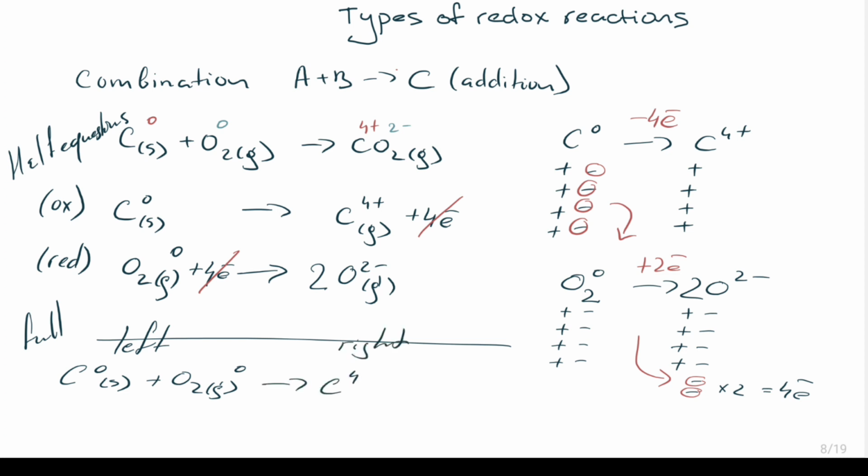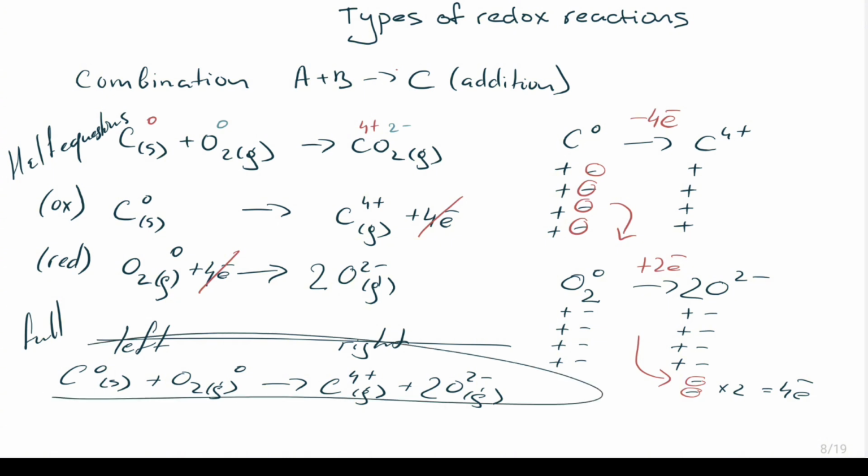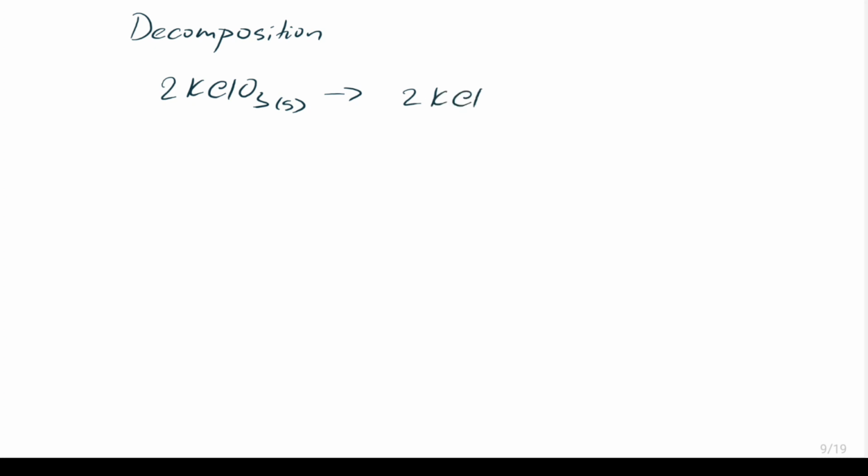So here you have carbon 4 plus and you have oxygen 2 minus. So that will be our full ionic equation for the reaction, guys. Okay, so let's do one more. So decomposition reactions. Let's decompose potassium chlorate. We will decompose potassium chlorate. Potassium chloride and oxygen will form on the side of the products.